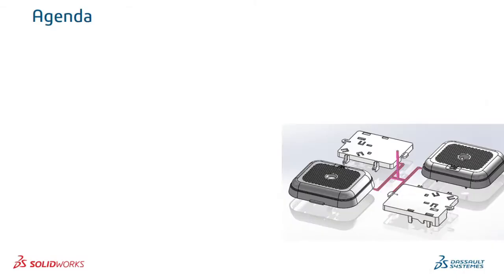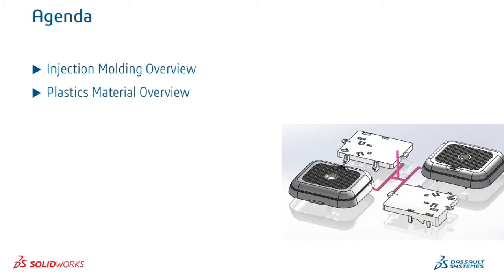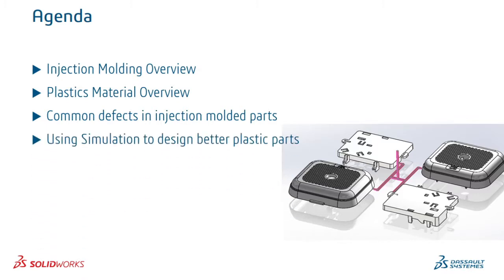So let me go through the quick agenda. We will take you through the injection molding overview, then plastic materials overview, correct? Then what are the common defects in injection molded parts that come? How software would help us to better design the plastic parts. And finally, we will go through a few models and check out how it actually works in the software, and I will summarize it with a case study.